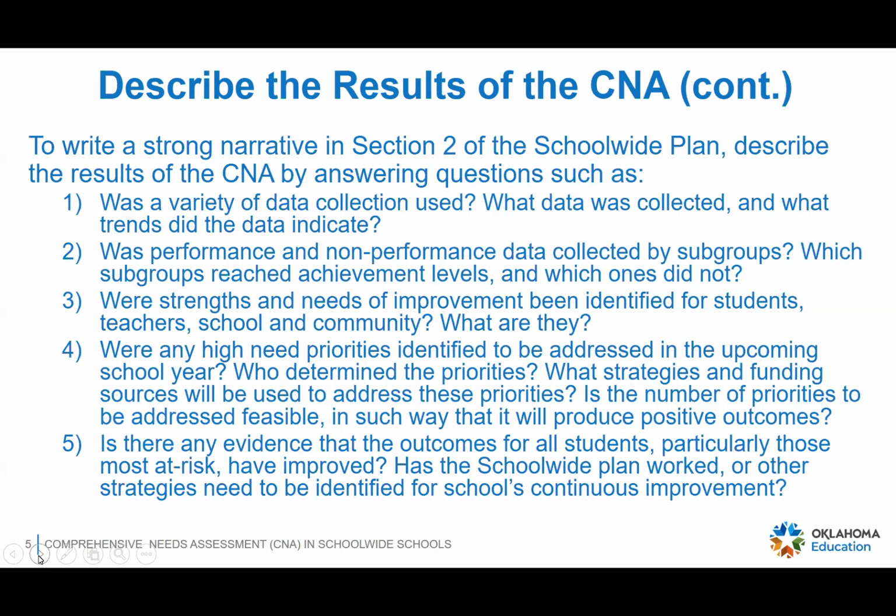Were any high need priorities identified to be addressed in the upcoming school year? Who determined the priorities? What strategies and funding sources will be used to address these priorities? Is the number of priorities to be addressed feasible in such a way that it will produce positive outcomes? Is there any evidence that the outcomes for all students, particularly those most at risk, have improved? Has the schoolwide plan worked, or do other strategies need to be identified for the school's continuous improvement?